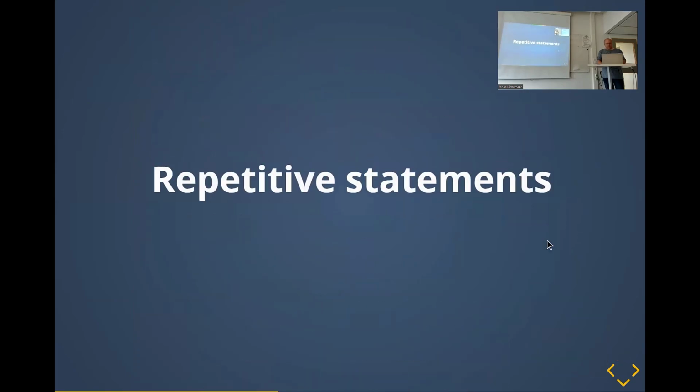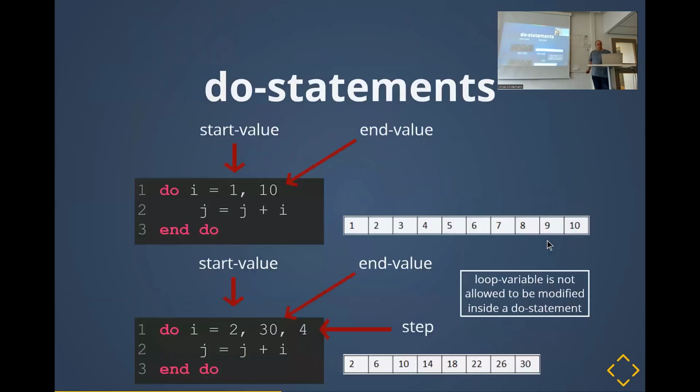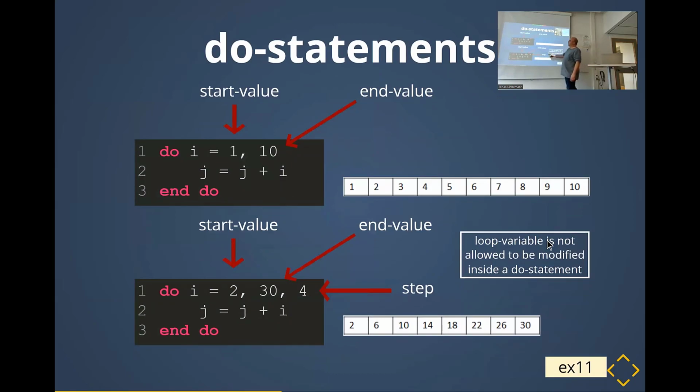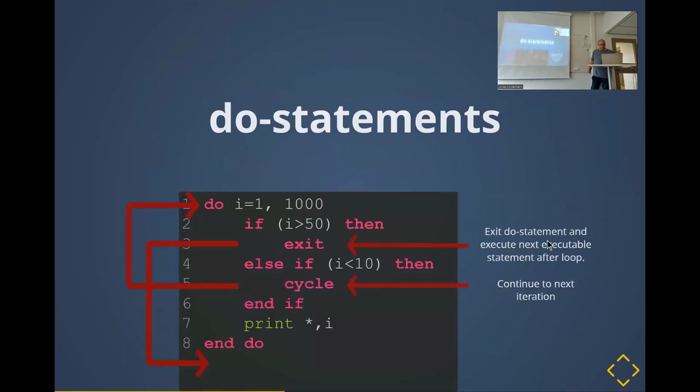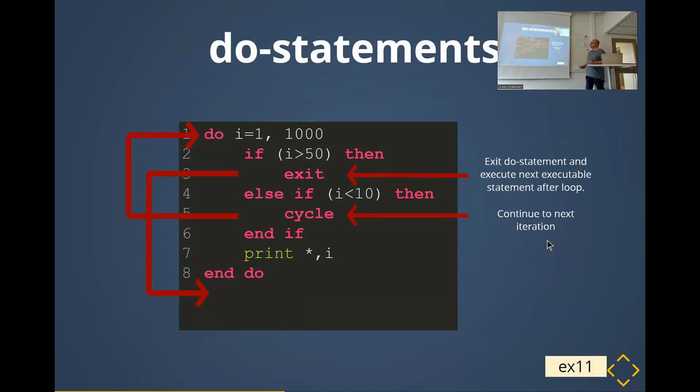Quick recap. Repetitive statements. We have the do loop, with a starting value and end value. This is the loop block. There's a second version with a step parameter and the loop block. You can also, inside your loop, exit the loop. You can terminate the iteration and go to the statement after the end statement. Then you have cycle to continue to the next iteration of the loop.